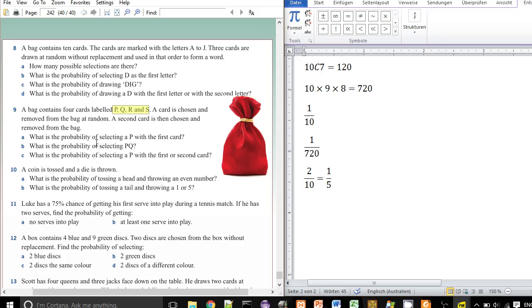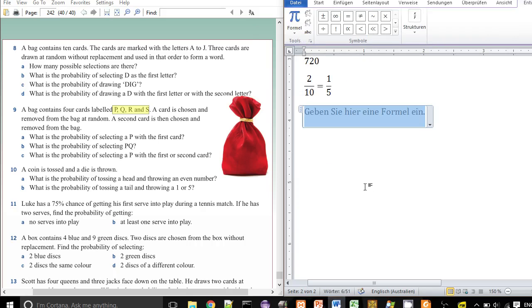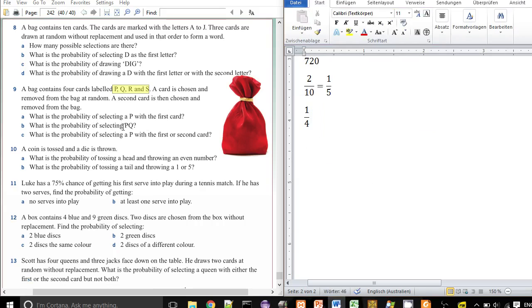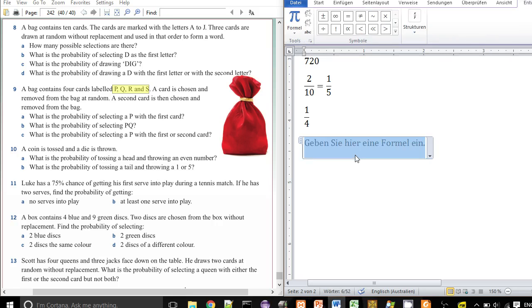So they remove 2. Okay, this is easy as well. What's the chance of getting a P? Just a 1 out of 4 for the first card. What's the chance of getting PQ? Well, there's different ways of thinking of it. In total, there's 4, and then once you pick one of the 4, there's 3 left. So 4 times 3 is 12. So there's a 1 in 12 chance of getting that.